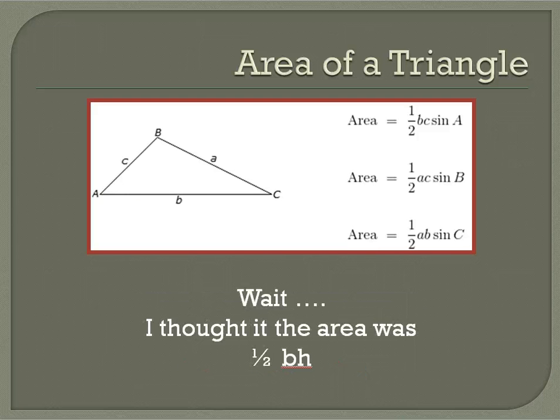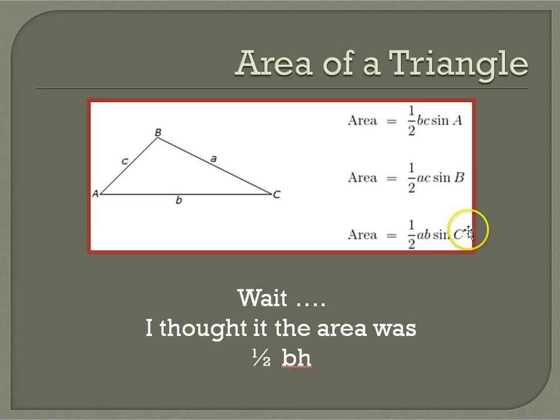Okay, so you might be looking at these and saying, whoa, what happened? I just thought it was pretty simple. 1/2 base times height was the area of a triangle. That's what I've always learned. And that's true if the sides, the base and the height, meet at a 90-degree angle.